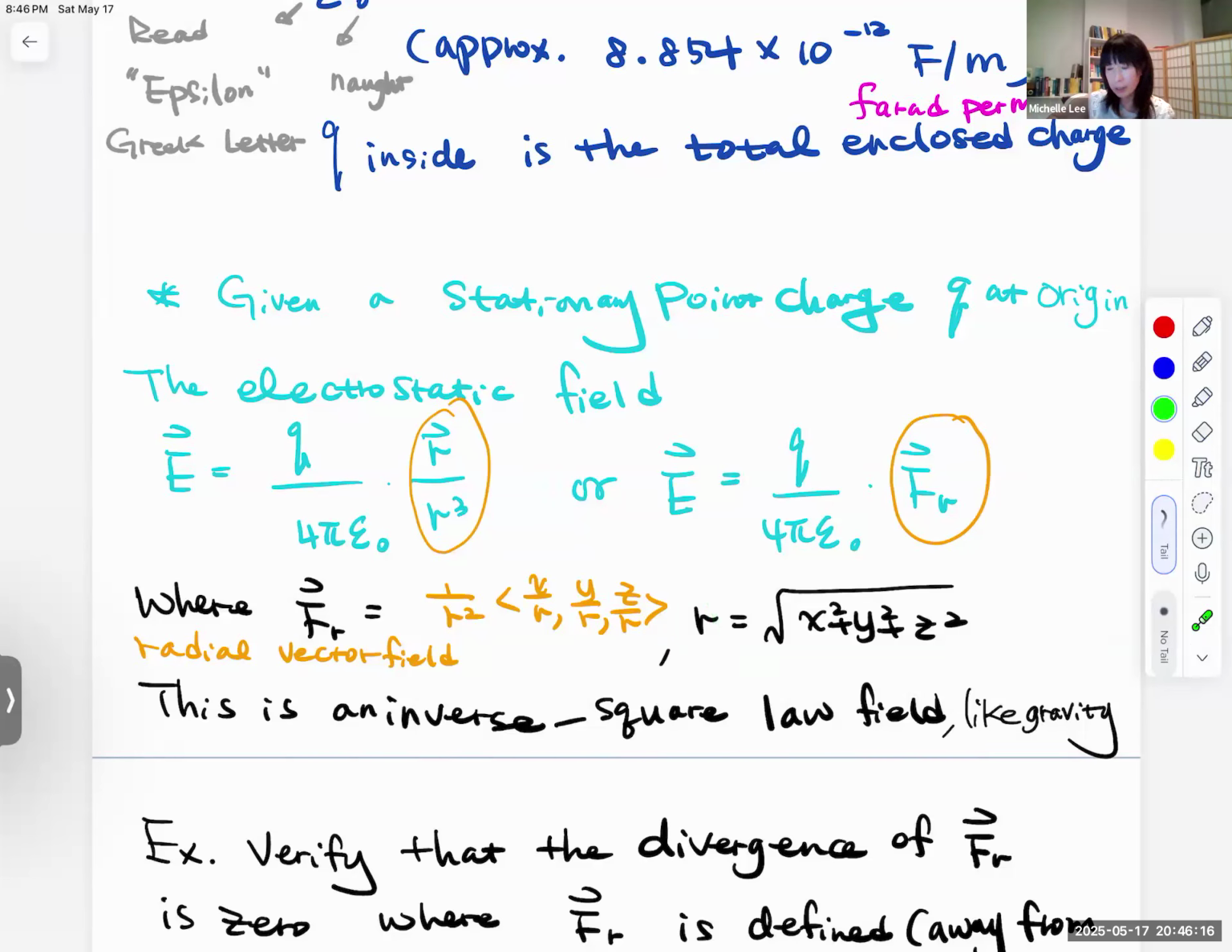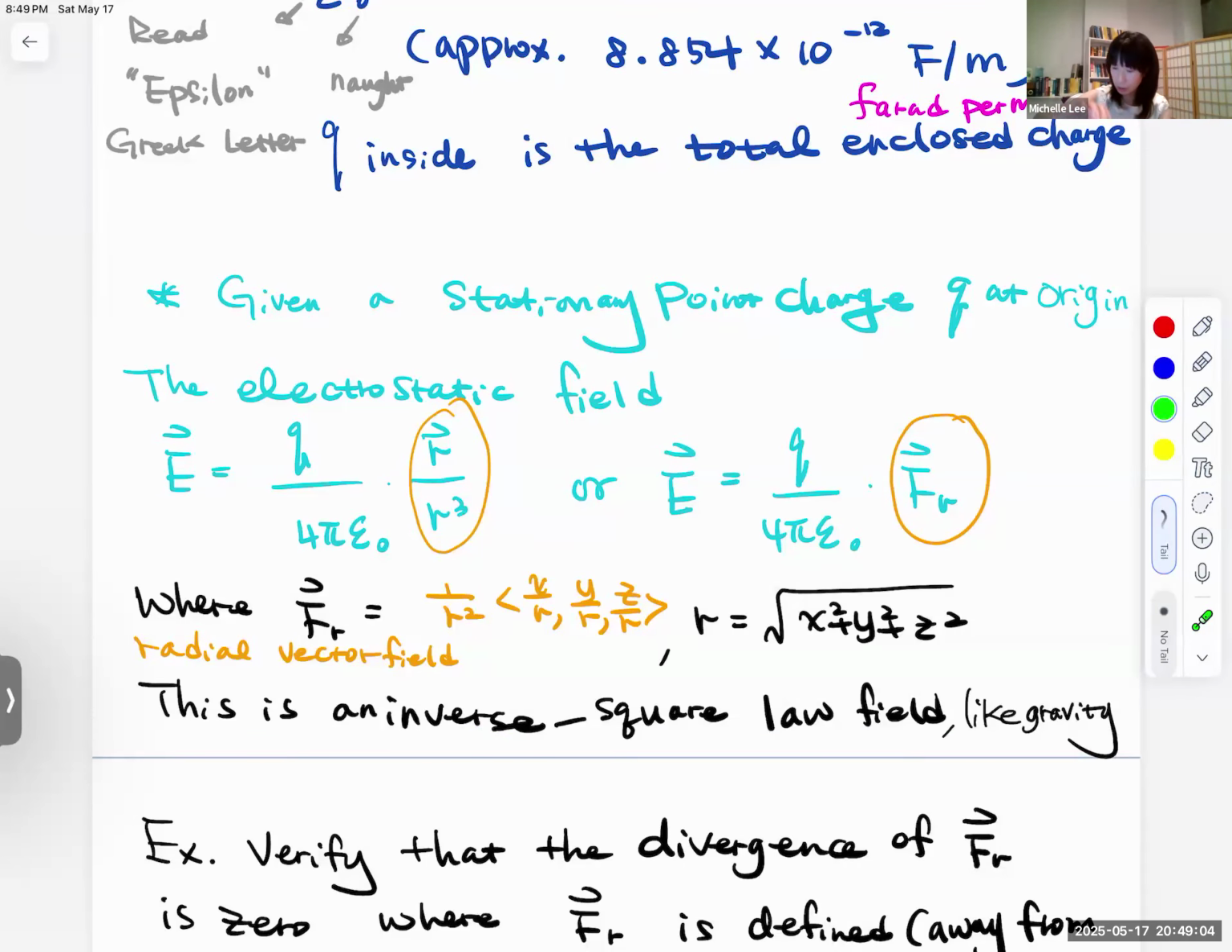Okay. Then what is r? r is the radius, we had that earlier, right? So the square root of x squared plus y squared plus z squared. And we call this the inverse square law field. Okay.